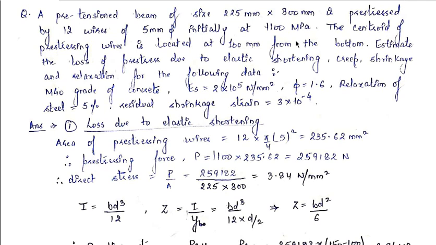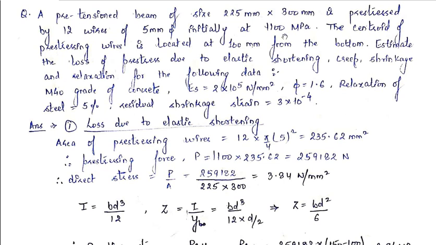Now let us do another numerical problem on losses of pre-stress. So the question is, a pre-tensioned beam of size 225 mm by 300 mm is pre-stressed by 12 wires of 5 mm diameter initially at 1100 MPa. The centroid of the pre-stressing wires is located at 100 mm from the bottom. Estimate the loss of pre-stress due to elastic shortening, creep, shrinkage and relaxation for the following data.